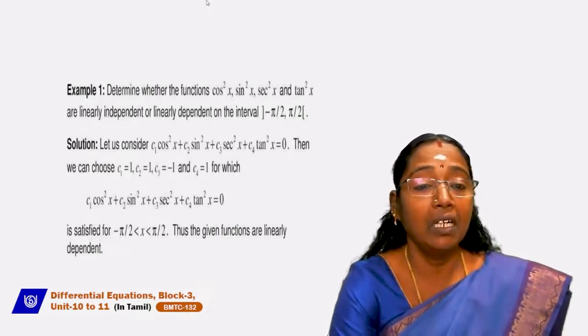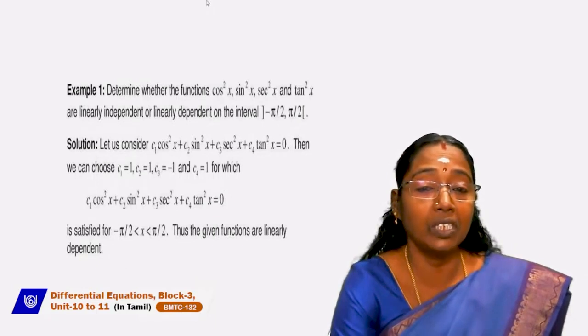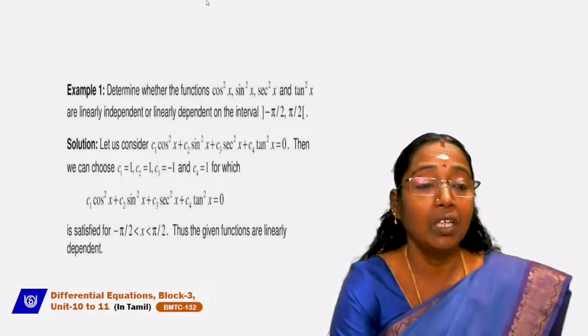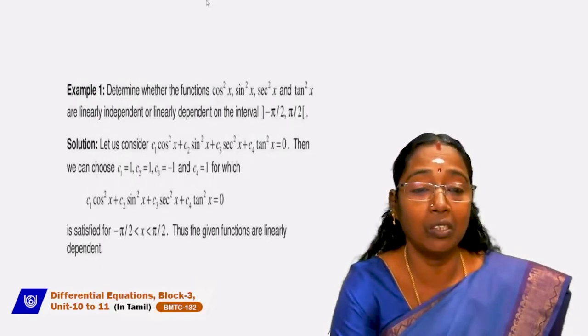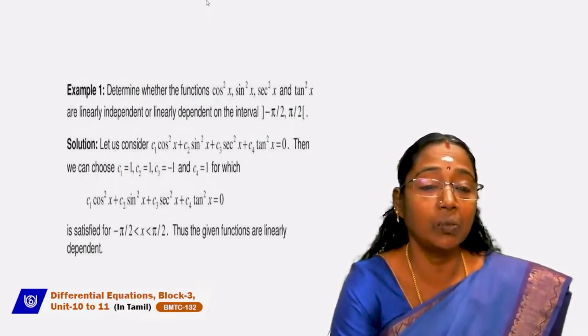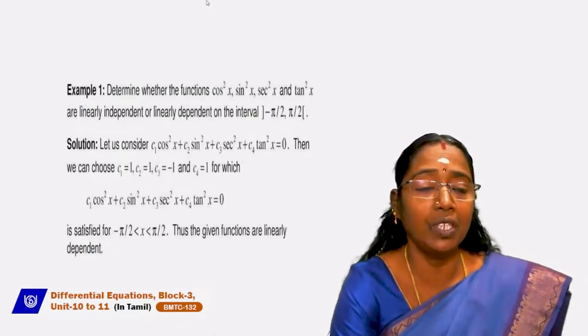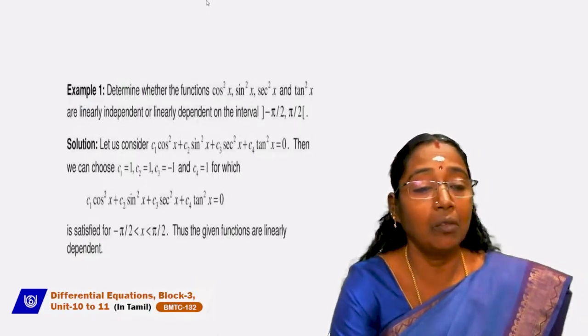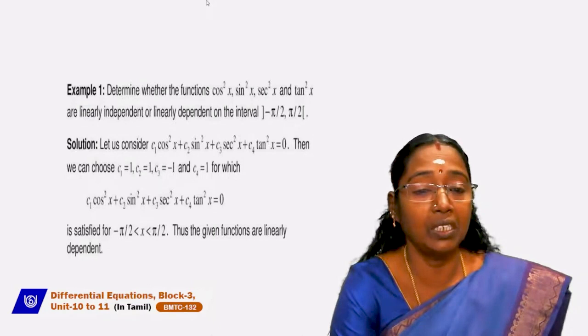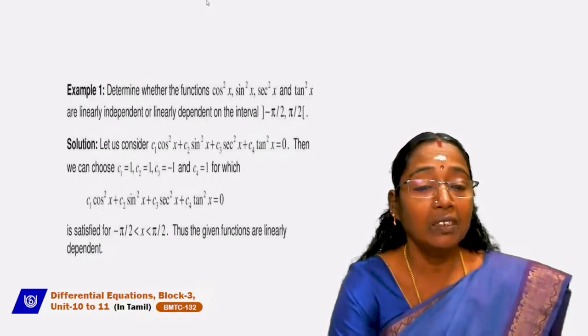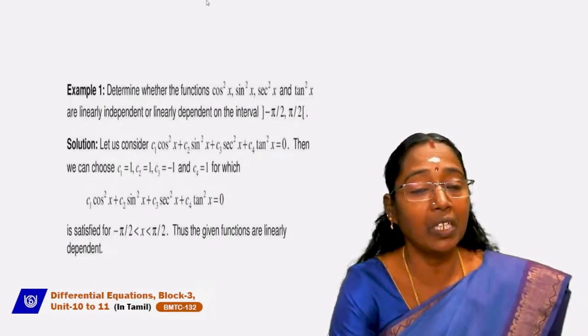Solution: given the functions cos squared, sin squared, secant squared, tan squared, they are all trigonometric functions. You have to write a linear combination of all those functions, that is c1 cos squared x plus c2 sin squared x plus c3 secant squared x plus c4 tan squared x equal to 0. Now we choose the constants c1 equal to 1, c2 equal to 1, c3 equal to minus 1, c4 equal to 1, for which this equation will be equal to 0. Substituting c1 equal to 1 and c2 equal to 1, you have cos squared x plus sin squared x, which by an identity equals 1.